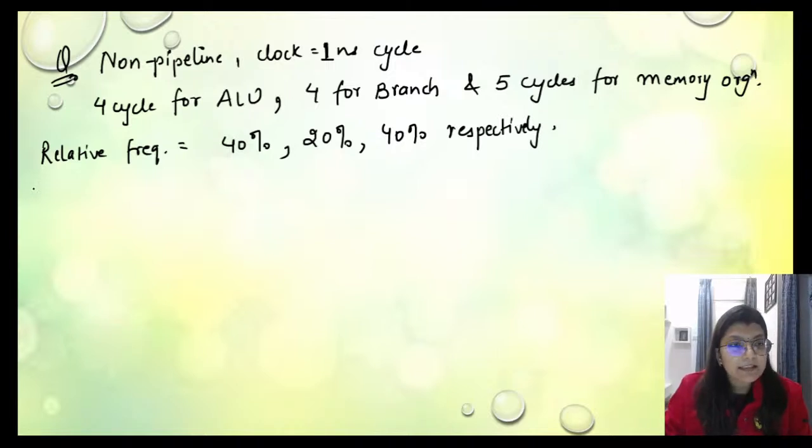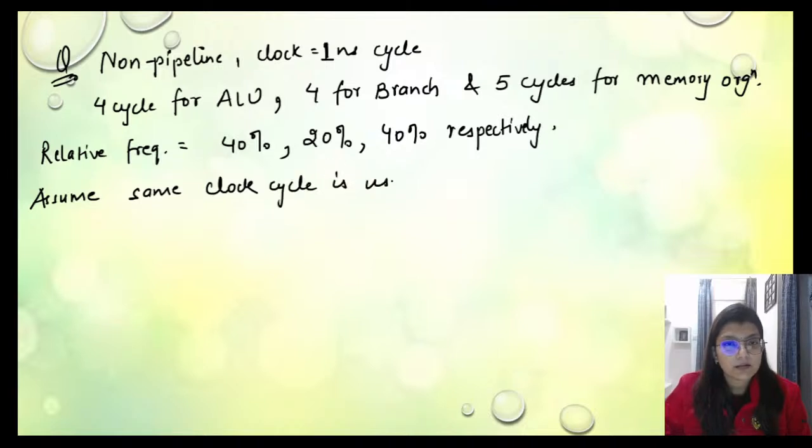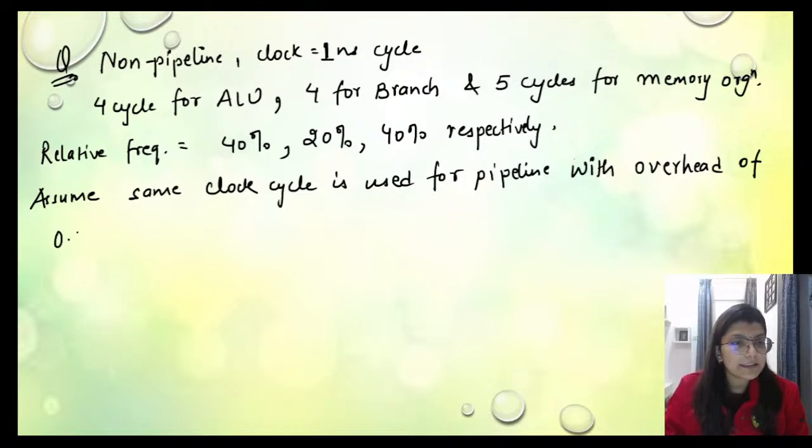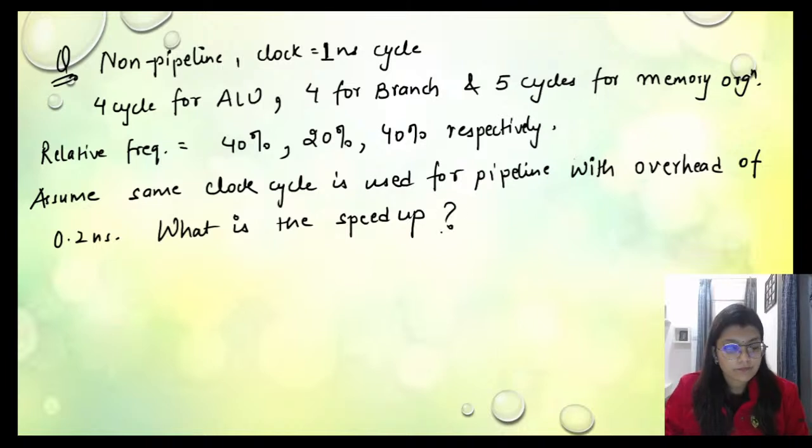Then they are saying assume the same clock cycle is used for the pipeline processor, but with an overhead of 0.2 nanosecond. Then you have to tell what is the speedup. Try this.